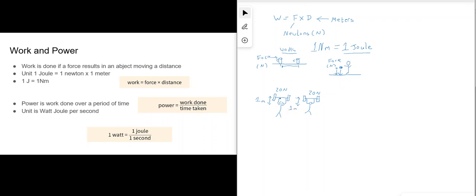So they are both doing the same amount of work. The work is going to be 20 multiplied by 2, which is equal to 40 Newton meters. So that's 40 Newton meters, or they're doing 40 joules of work.